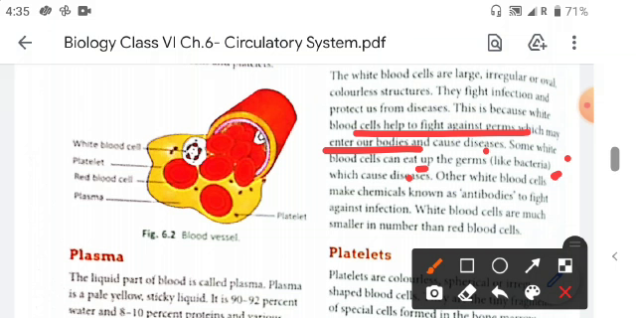Okay, so they form an antibody. Which one is that? That is WBC. So white blood cells form the antibody against the bacteria which enter our body. Okay, white blood cells are much smaller in number than red blood cells. So red blood cells are maximum in comparison to white blood cells.